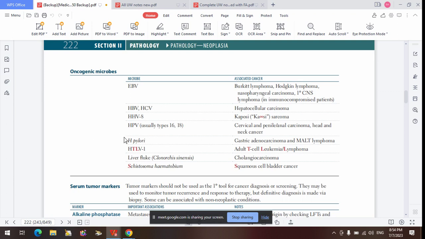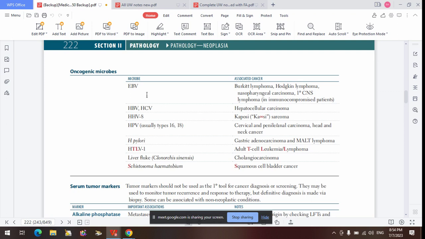So let's start again. Epstein-Barr virus, four things you want to remember: non-Hodgkin lymphoma, particularly Burkitt lymphoma, Hodgkin lymphoma itself, nasopharyngeal carcinoma, and primary CNS lymphoma. Hepatitis B and C, hepatocellular carcinoma. Human herpes virus type 8, the one we call the Kaposi sarcoma virus, causes Kaposi sarcoma.